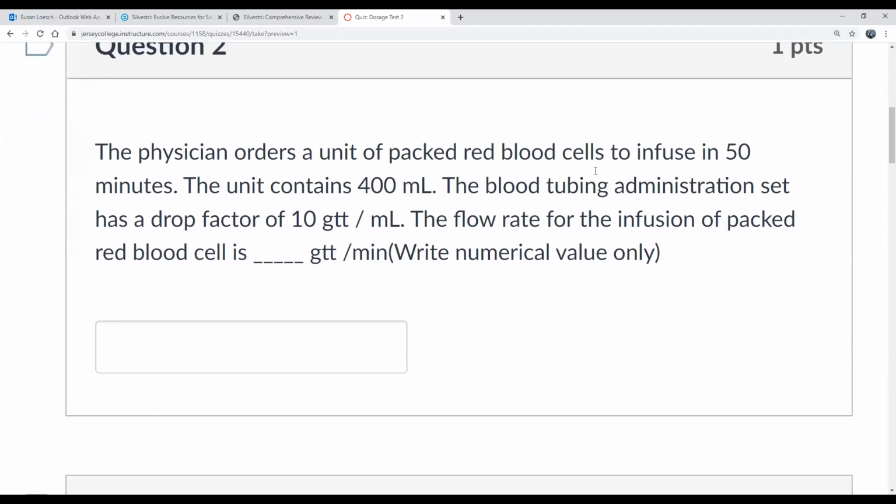Okay, what's this one asking us? Drops per minute. Same thing. So how do we do drops per minute? Volume over time times drop factor. Okay, so what's our volume? 400. What's our time? 50 minutes. And the drop factor's 10. Answer's 80.